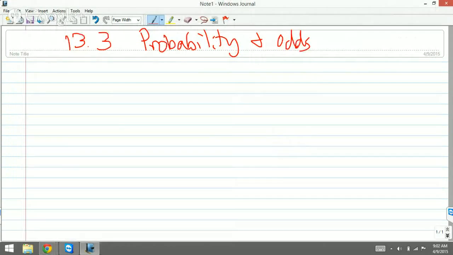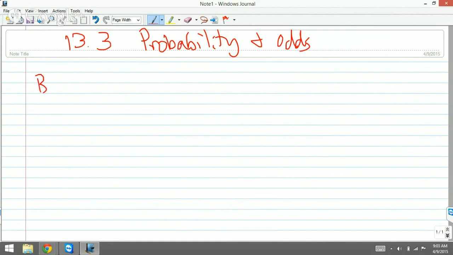Okay, probability. You guys already know how to do it. We've done it for 2 years together. So just very quickly, there's an example. Okay, let's just go with the basic.